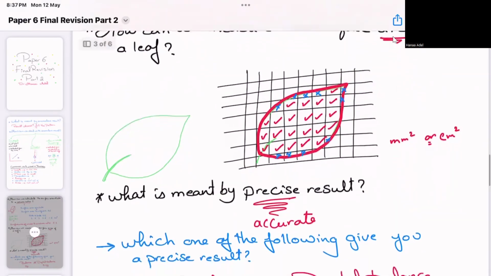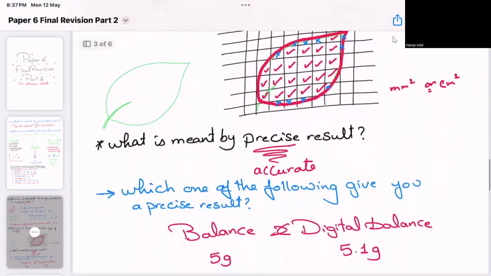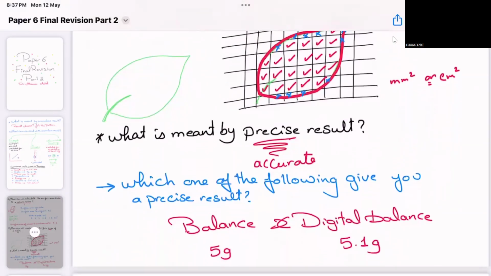Which one of the following gives you a precise result? If we have a balance and a digital balance, and they measured the same mass, we will repeat the measurement of the mass of a material. The first balance gives a reading of 5 grams, and the digital balance gives 5.1 grams. So which one of them is more accurate? We can find the digital balance gives us the precise or the accurate result.